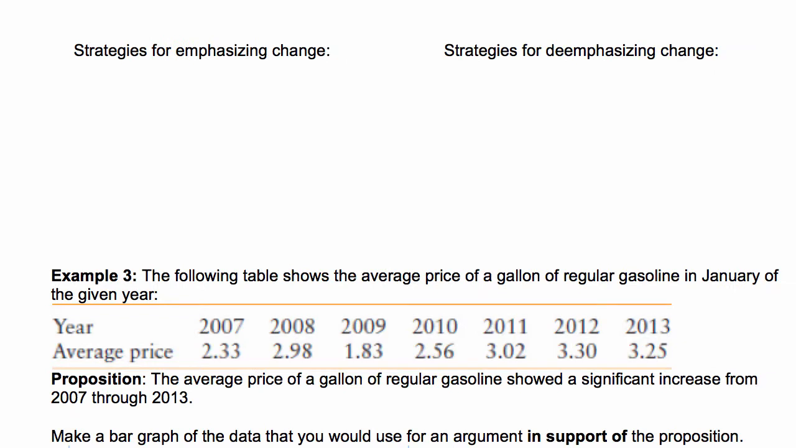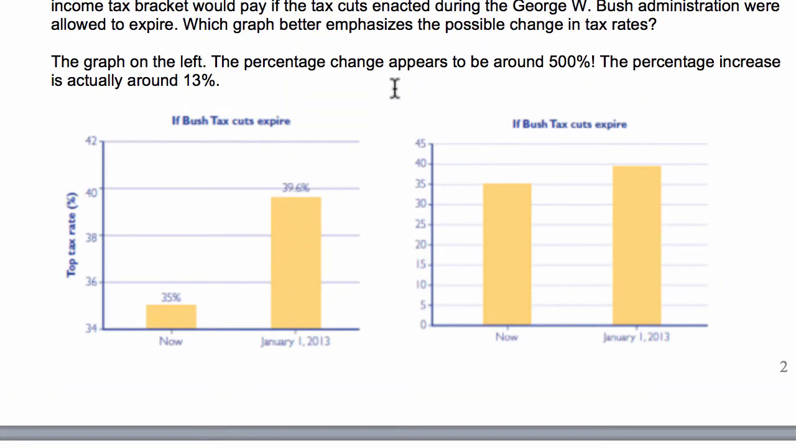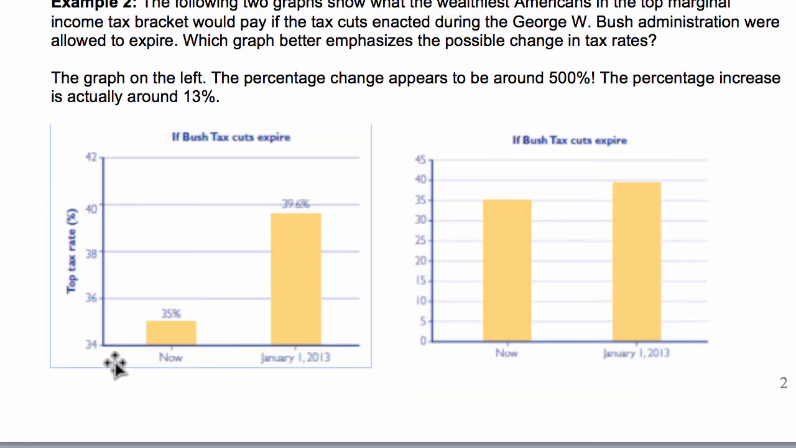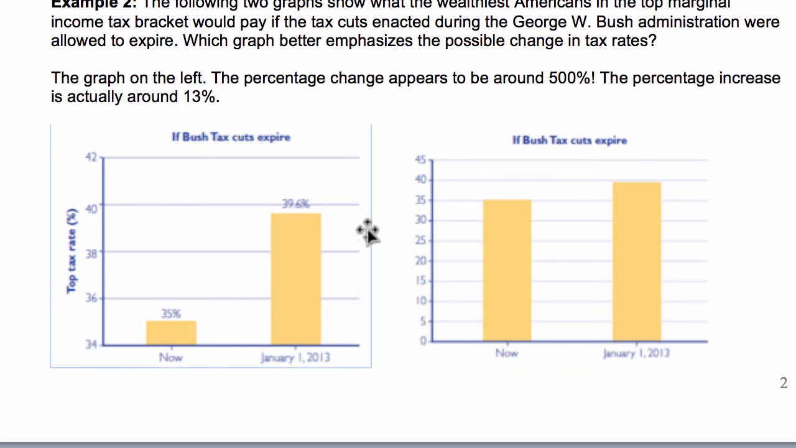In the previous examples, the strategies used for emphasizing change included 1. Make the range of the vertical axis scale smaller. In our example above, the graph on the left had a vertical axis range of 34 to 42, or 8 percentage points, while the graph on the right, the one that de-emphasized the change, had a range on its vertical axis of 0 to 45, or 45 percentage points.